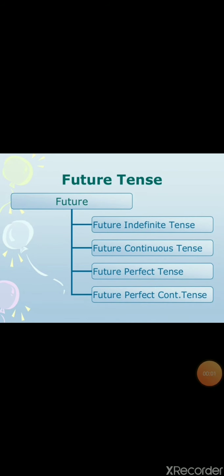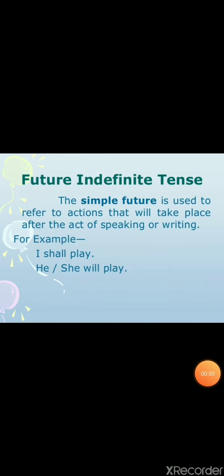Moving ahead with the final tense of the session, that is future tense. Four aspects we will look at as well. First is future indefinite tense. Second is future continuous tense. Third, future perfect tense, and fourth, future perfect continuous tense. I will explain this in detail, but this is in the illustrative form. I just wanted to explain what the different aspects are and in which way we can use the future tense as well.